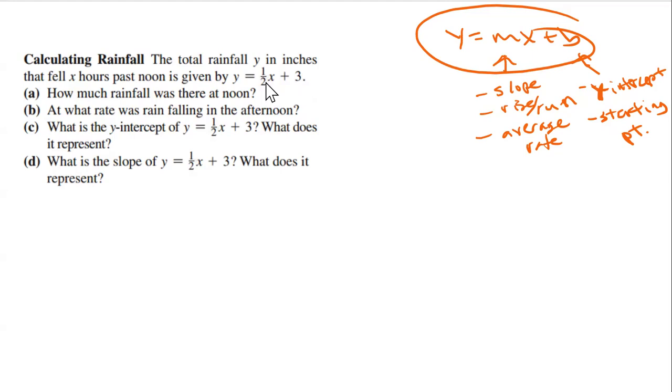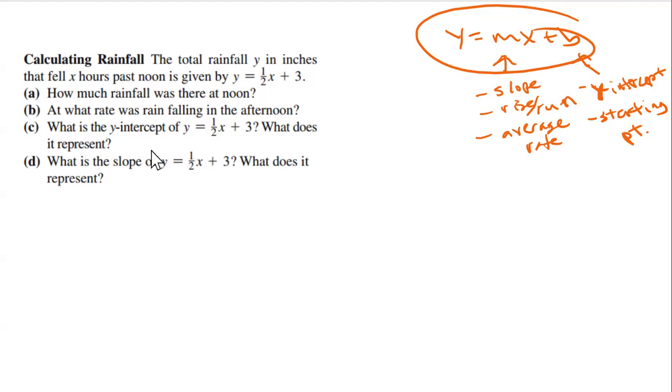And what does the 1/2 mean? The rate, right? How much rain is happening. So now we understand what those numbers mean, right? 3 means how much has rained. So how much has it already rained by noon? And then this is the rate that the rain is coming. So 1/2 inches per hour.